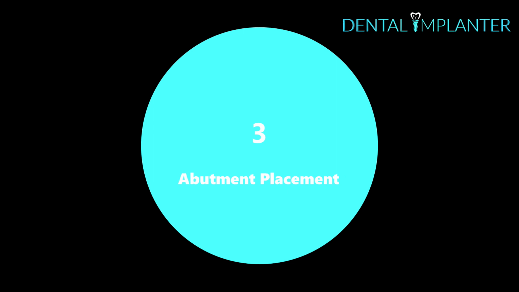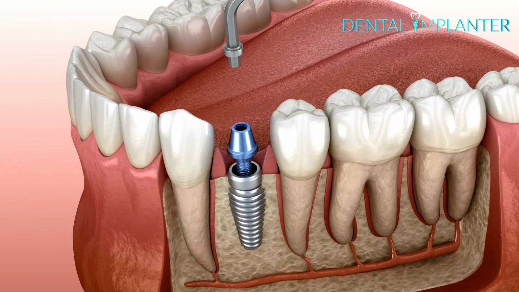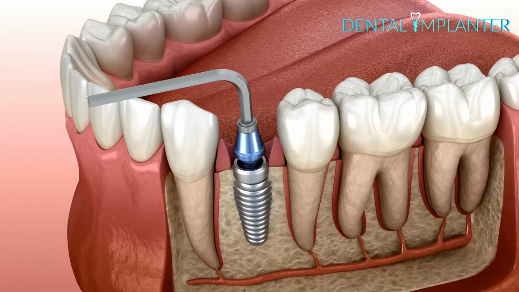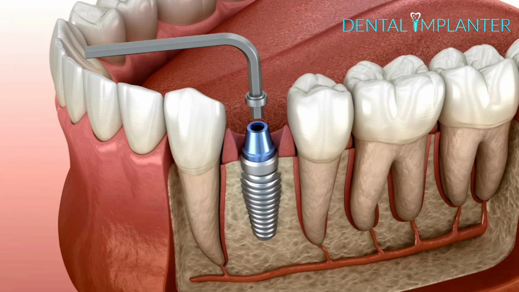Abutment placement. Once osseointegration is complete, a small connector post called an abutment is attached to the implant. This extends above the gum line and serves as the attachment point for the artificial tooth.